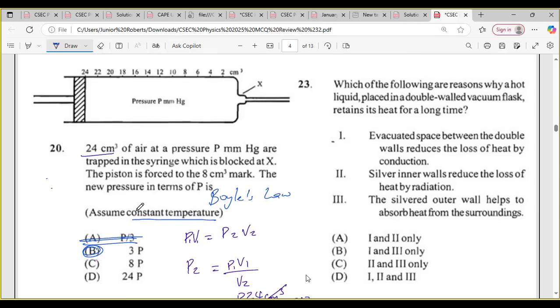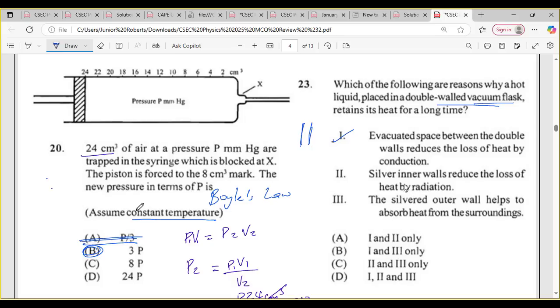23 now says, which of the following are reasons why a hot liquid placed in a double-walled vacuum flask retains its heat for a long time? So a double-walled vacuum flask, right? The space in between the glass double wall is a vacuum. So it says that the evacuated space between the double walls reduces heat loss by conduction.